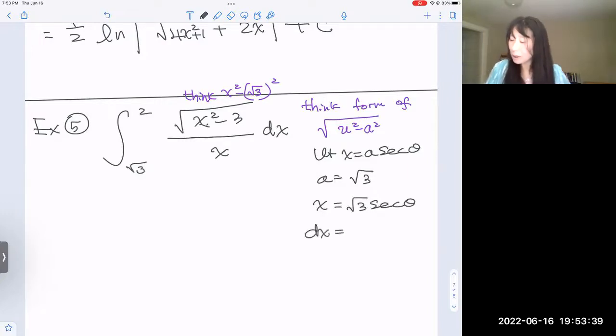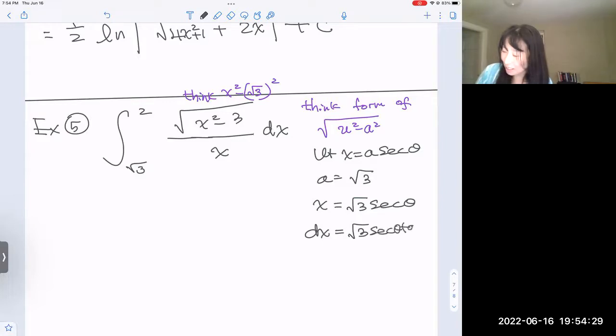Now, derivative, what do you get? Derivative of secant theta, what do you have? Oh, is it secant tan? Yeah, okay, secant theta tan theta, right? So secant theta tan theta d theta. Okay, very good. That is really good. Now let us do everything.